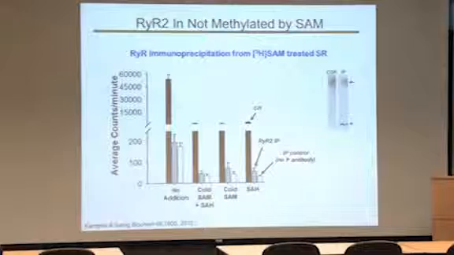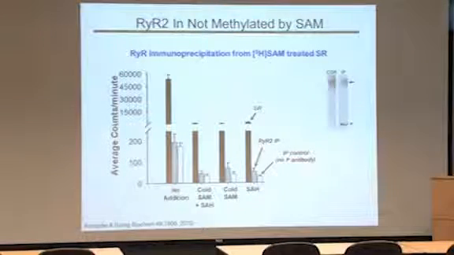My student Angela Camphor did this work as part of her dissertation. Through a number of ways, including inhibiting methyltransferases, or incubating ryanodine receptors with hot SAM, where you would transfer the radiolabeled methyl group to whatever the target is, she would see that she got lots of radioactivity incorporated into sarcoplasmic reticulum, but when she immunoprecipitated the ryanodine receptor, she got very few counts of radioactivity.